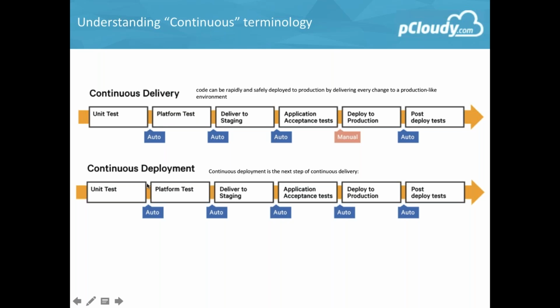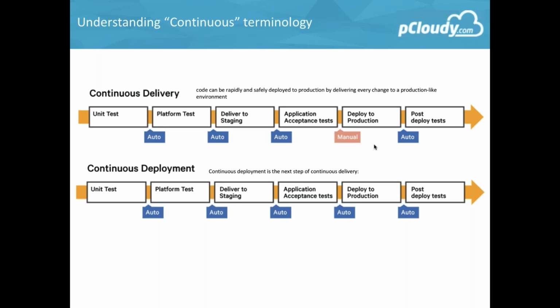But when we talk about continuous deployment, the push to production is also a completely automated process. So the only difference between continuous delivery and continuous deployment is the stage where the code is pushed to the production. A lot of times these terms are used interchangeably, but it's very important to understand the difference.